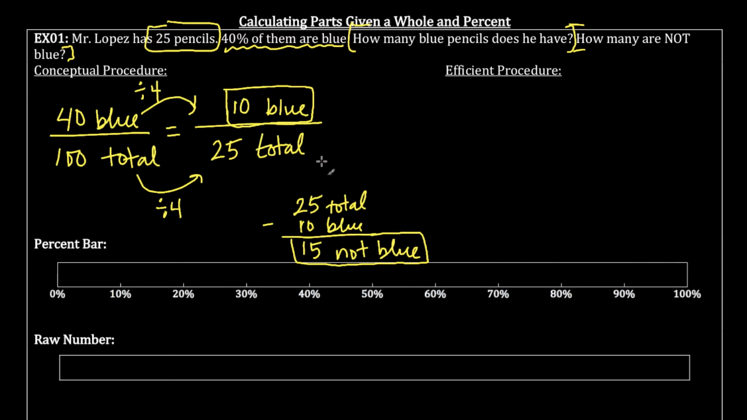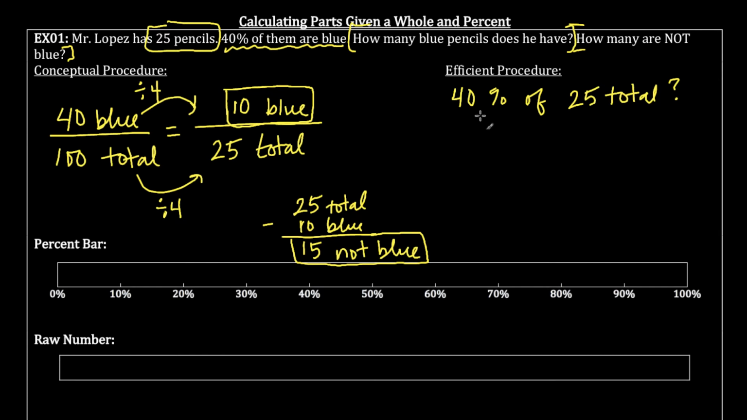There is actually an easier way of doing this, or a faster, more efficient way. What we really want to know is what is 40% of the total. So we know that 40% of pencils are blue. So the question is, what is 40% of the 25 total? That's how they're going to ask you, like, what's 40% of 25?